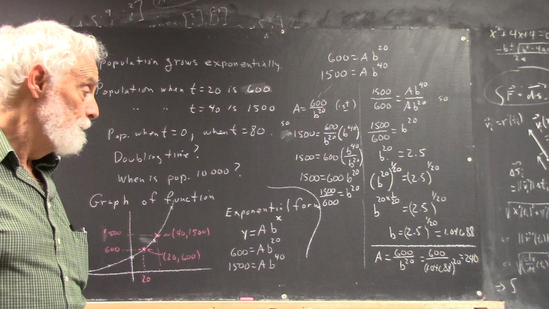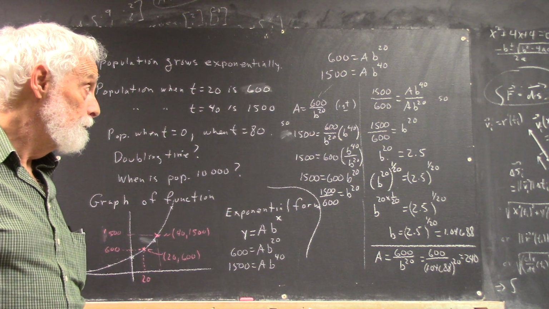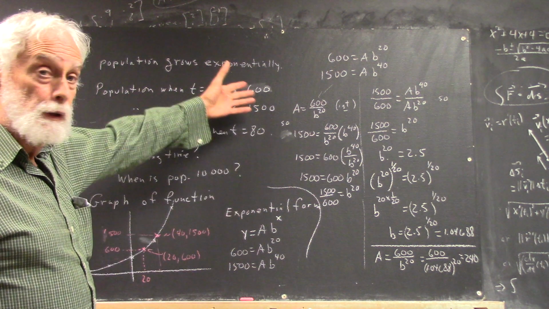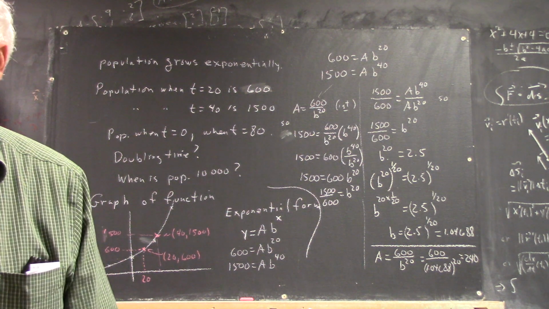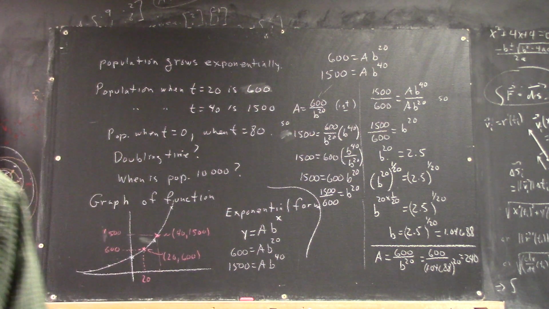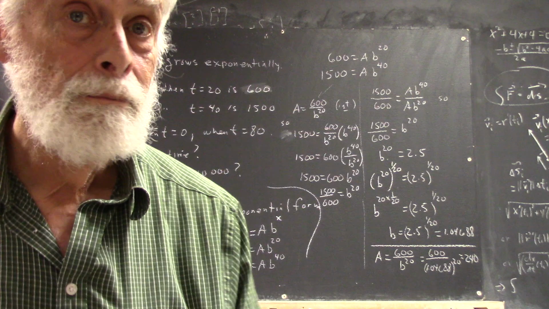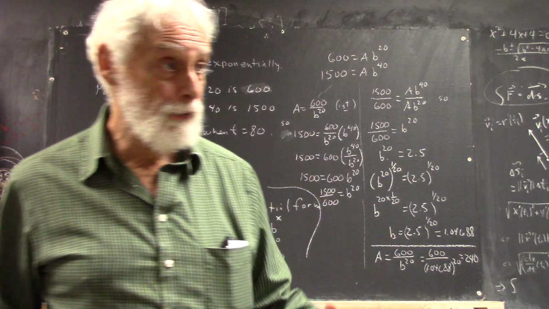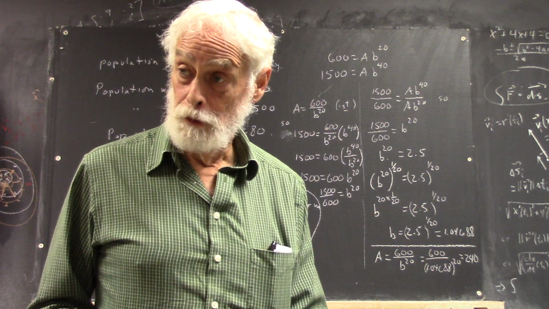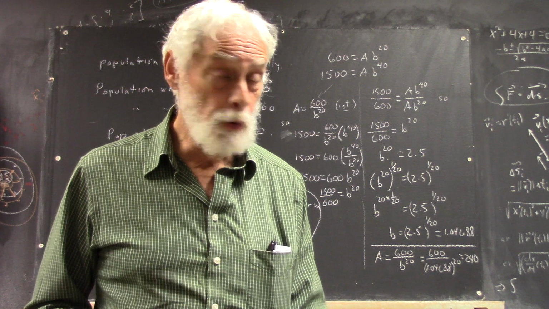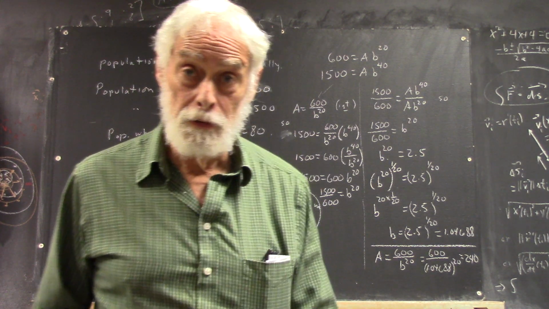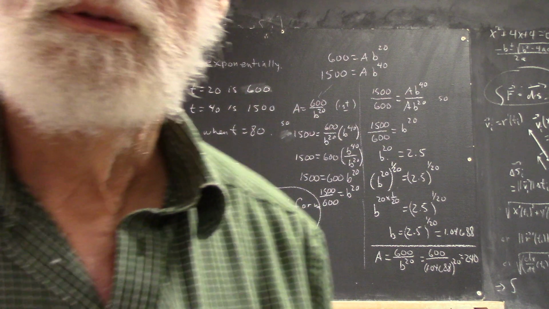Okay? So that's how we get our exponential function. And that's always how we get our exponential function, if we know basically 2 points on the graph. It's the easiest way to do it. And it's not difficult. But you've got to remember your laws.